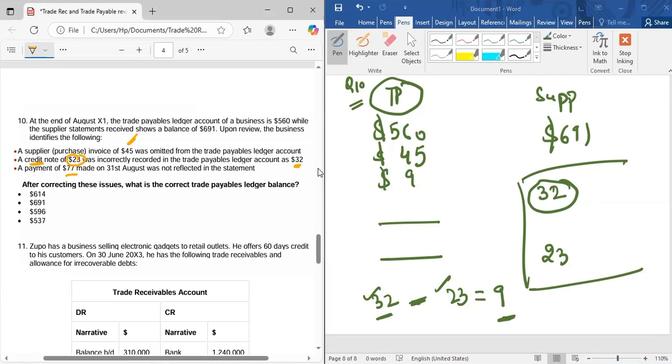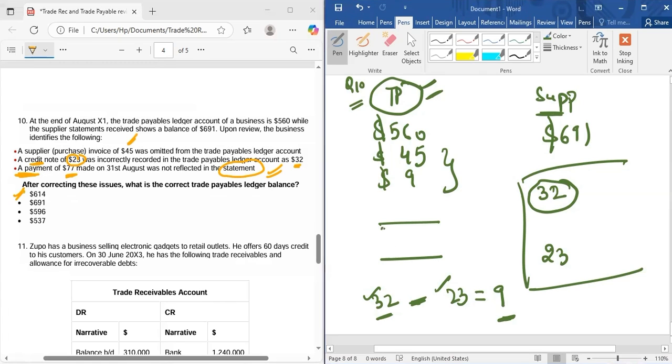A payment of $77 made on 31 August was not reflected in the statement. Again, this is the supplier statement and we are just correcting our trade payables ledger. This difference was correctly dealt with in our trade payables ledger. So I will not touch my trade payables ledger for it. I will only adjust these two entries. So this would be 560 plus 45 plus 9, which is $614, option A.